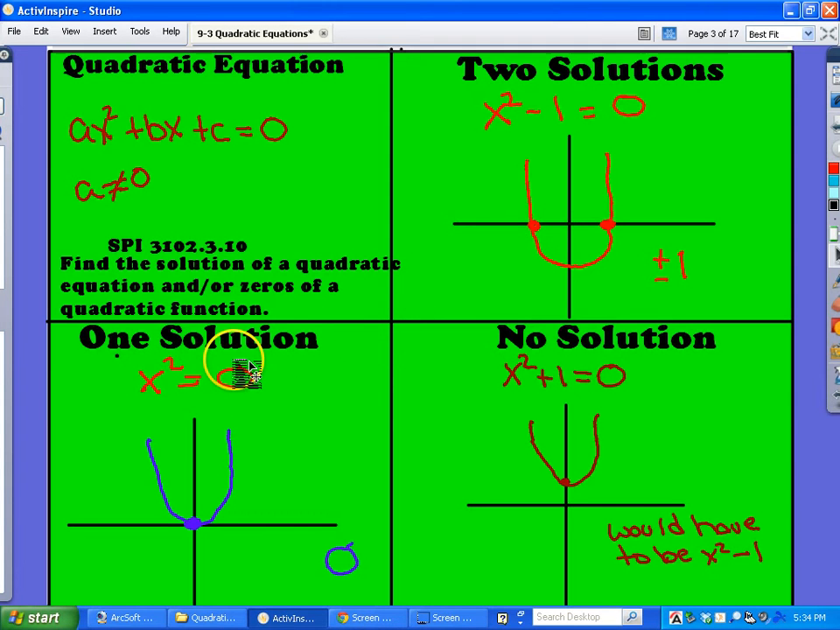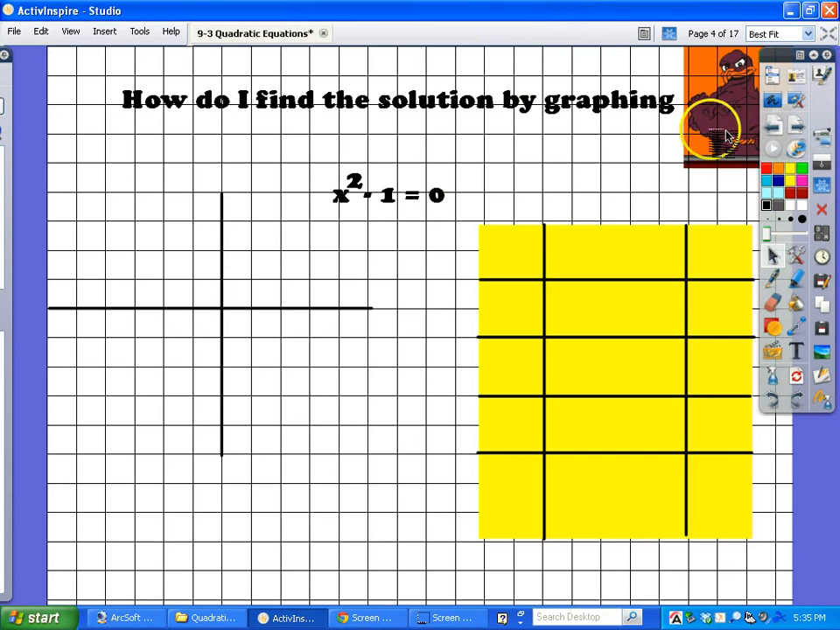When you look at one solution, you have x squared. There is no y-intercept with x squared, so the one solution is just going to be 0. And then if you have no solutions, here x squared plus 1, with 1 being the y-intercept, equals 0. Well, it doesn't cross the x-axis anywhere, so you won't have a solution. You get into what's called imaginary numbers, and we're not going to get into that now. That's something you will learn later in another class. Alright, so let's go on here.